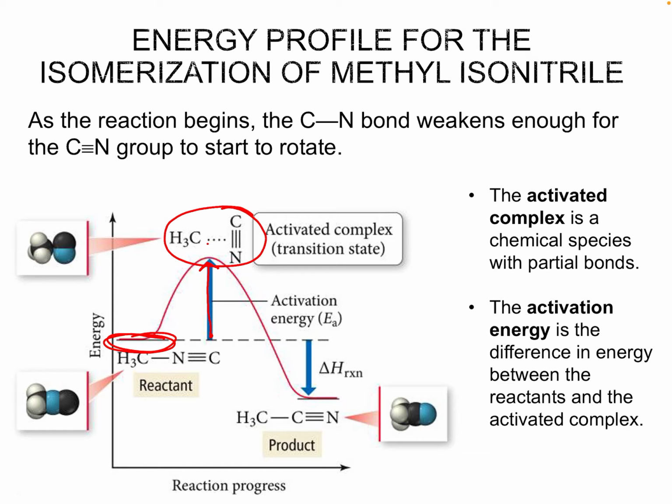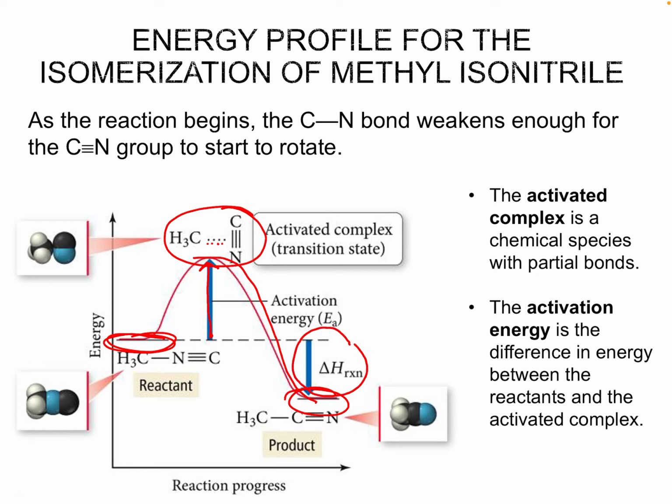See these dots? Those are the partial bonds there. So it's started to let go of the nitrogen and it's moving over to make a bond with the carbon. Okay. After that happens, that activated complex, that transition state, after that fully rotates, it's going to release a bunch of energy and it's going to go to the products. Okay. This we didn't see before.